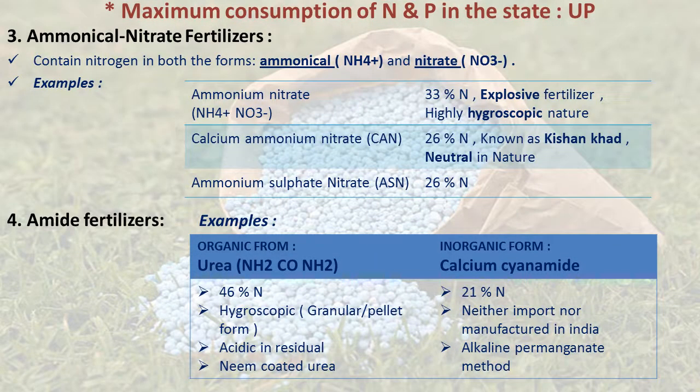Here is one most important question I missed from the previous slide: the maximum consumption of N and P in the state is Uttar Pradesh, that is UP.